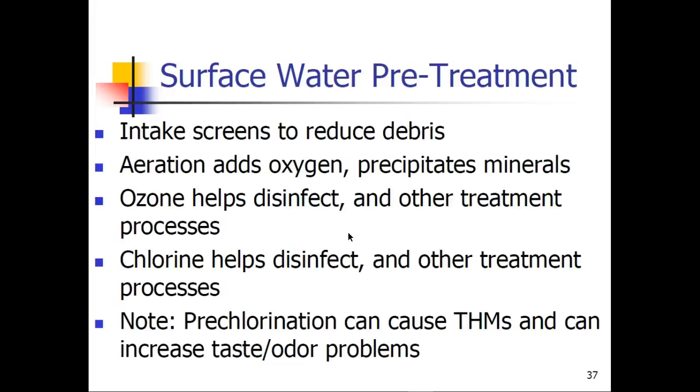Chlorine helps disinfect and other treatment processes, and pre-chlorination can cause THM and increase taste and odor problems. THMs are trihalomethanes. Basically, chlorine reacts with organics. So we want to try to get as much organics out of the water before we treat it with the chlorine. Because trihalomethanes are a real bad poison that goes out into the atmosphere and the water and all the earth out there.